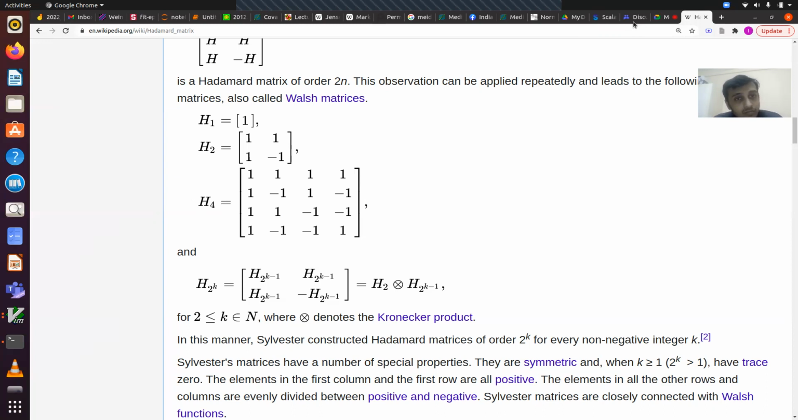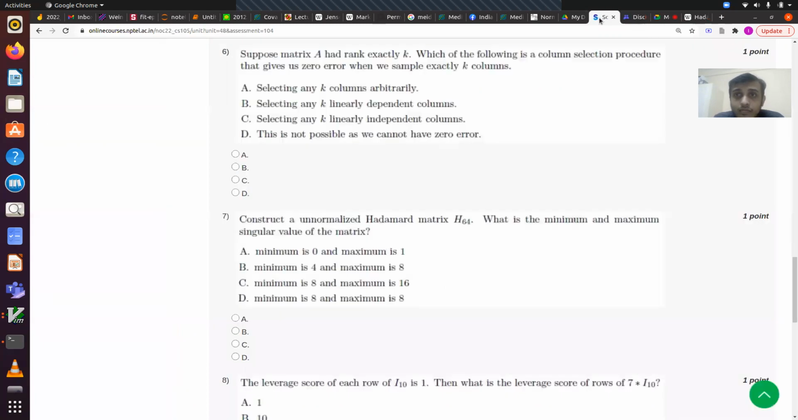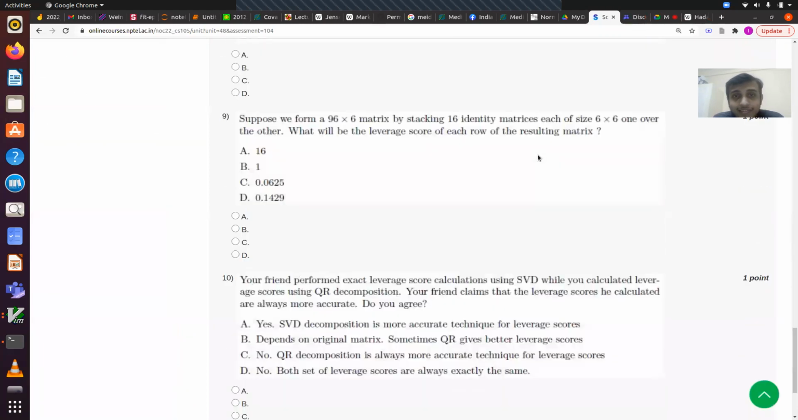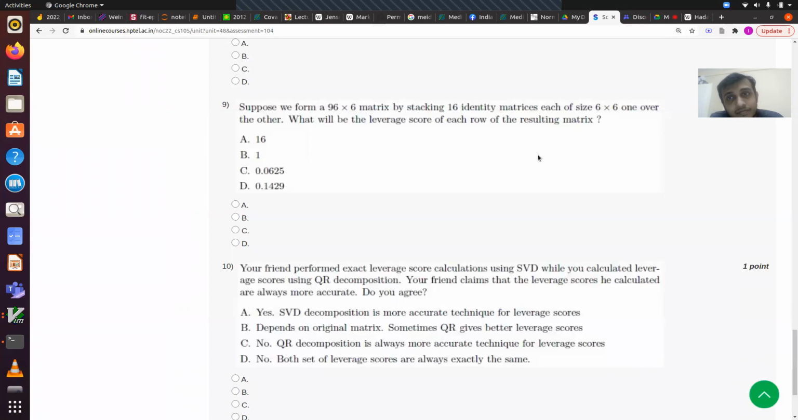Can you come to question number 9? Yeah. Question number 9. Sir, I do not understand this question either. The 16 identity matrix, sir, I understood. Of 6 cross 6, one over the other, understood. Again, they are asking the leverage score, sir, so that I can get from the book, sir. These type of things. So the reference material in the slides for leverage score is that.